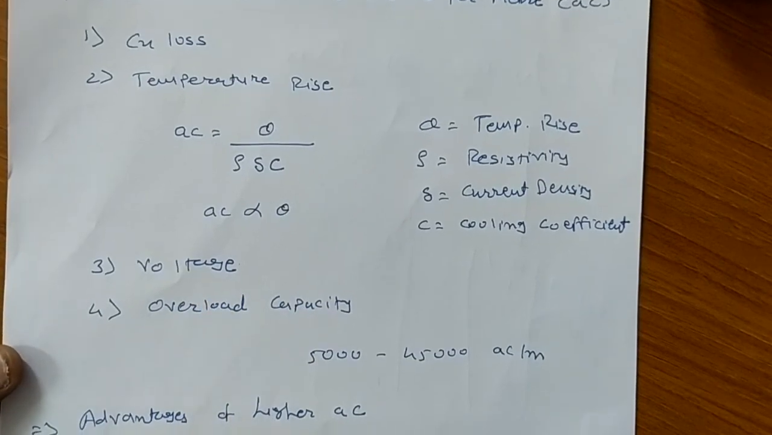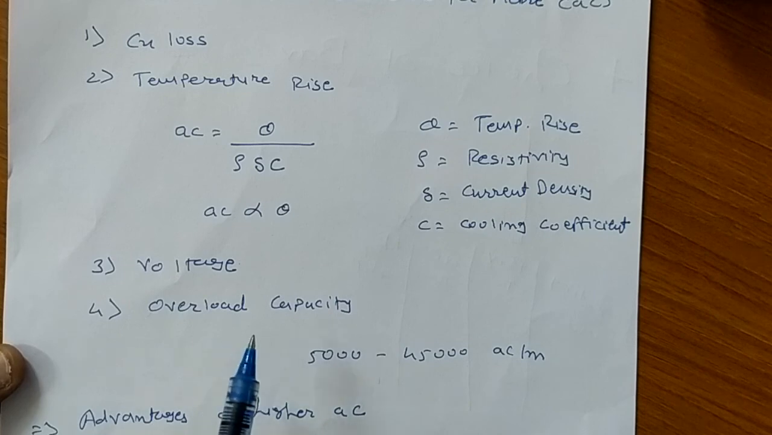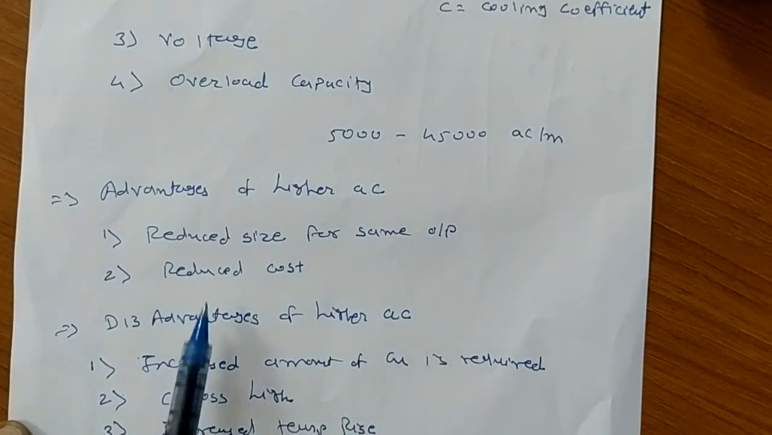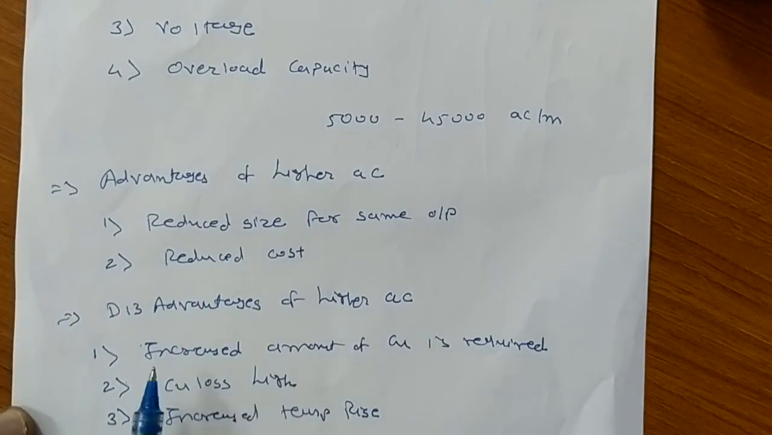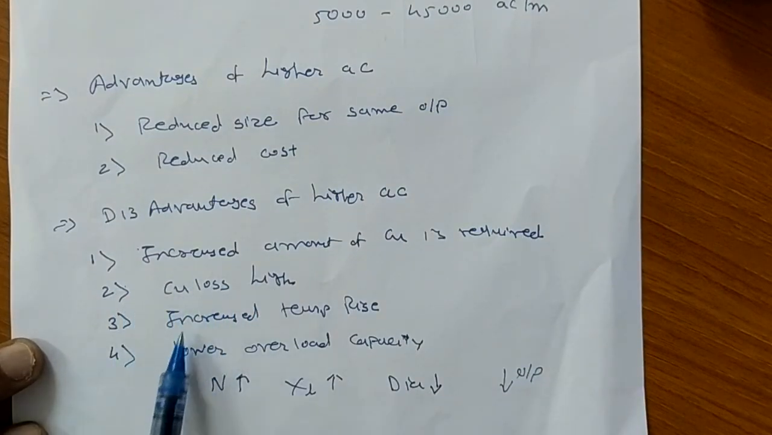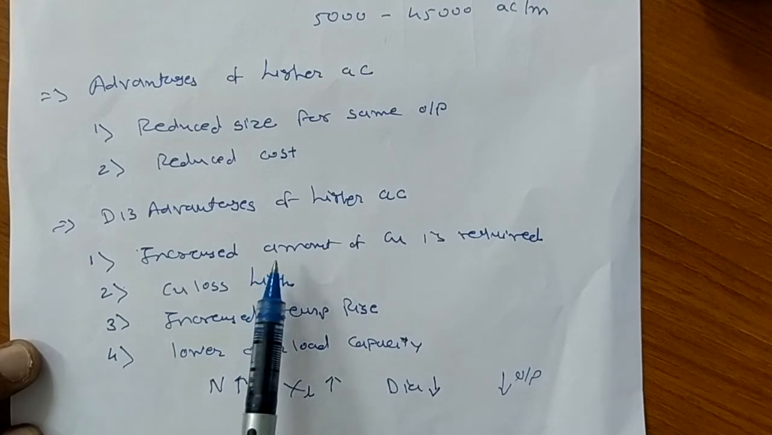Overload capacity is related with the value of AC. A large value means a large number of turns per phase, large leakage reactance, and it will lower the diameter of the circle diagram, and hence the output. The advantages: reduced size, reduced cost. The disadvantages: increased amount of copper, higher copper loss, increased temperature rise, and overload capacity will reduce if we take a higher value of AC.